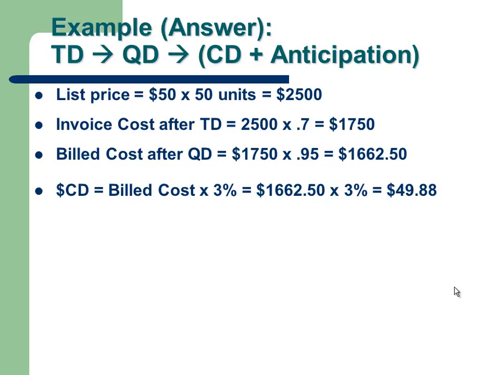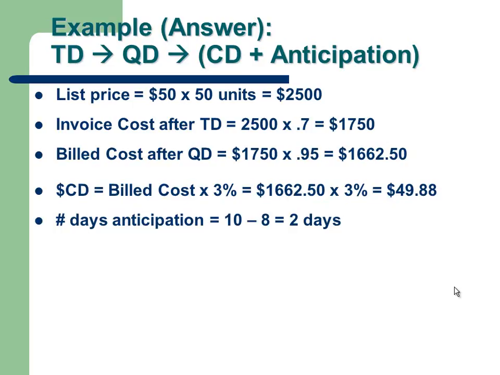The cash discount was 3%, so 3% times the billed cost, right? Billed cost after the quantity discount, right? So quantity discount was the one step before the cash discount in the order of discounts, right? So we're going to use the billed cost after quantity discount, which was $1,662.5 as the basis for the cash discount calculation. So 3% times that billed cost is $49.88.